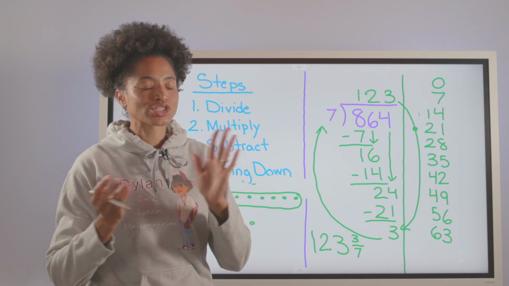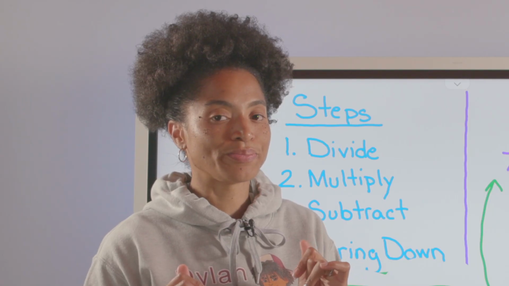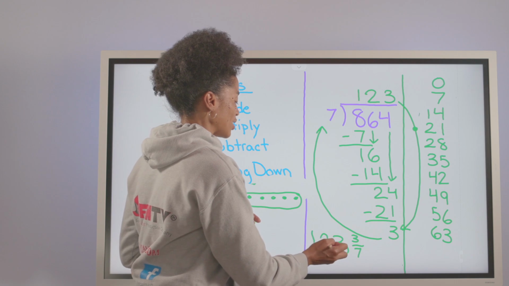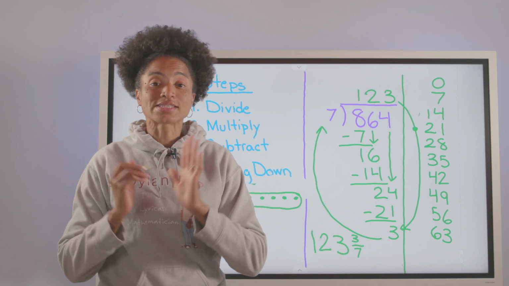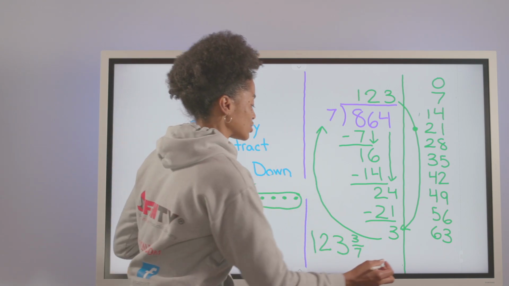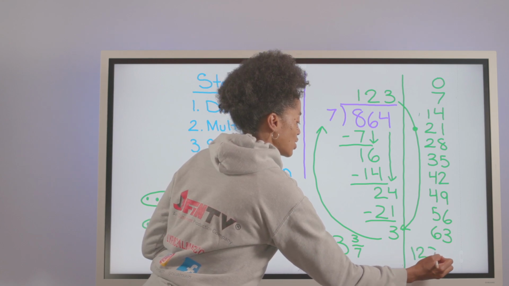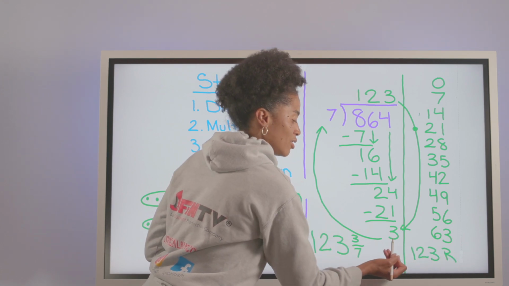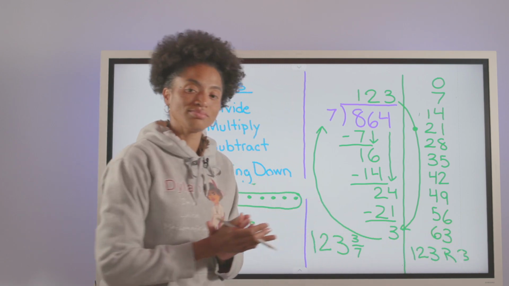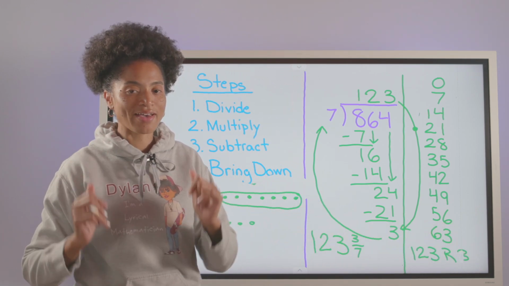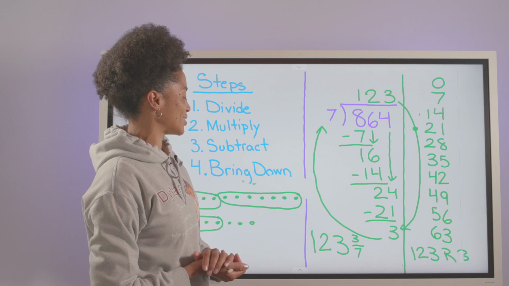So we can say our answer, also known as starts with a Q, quotient, is 123 and 3/7. Some people like to write it differently. We can also write this as 123 with a remainder of 3. Either way works. We have our answer to our division problem.